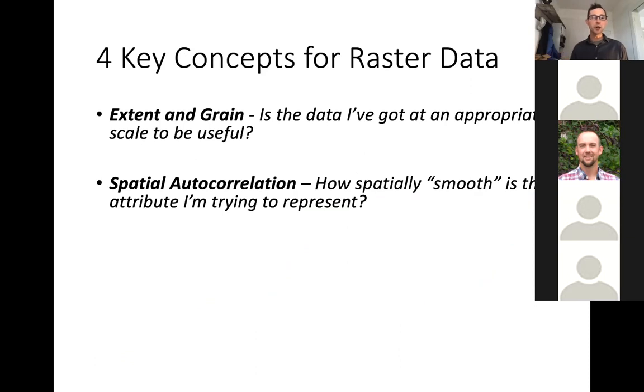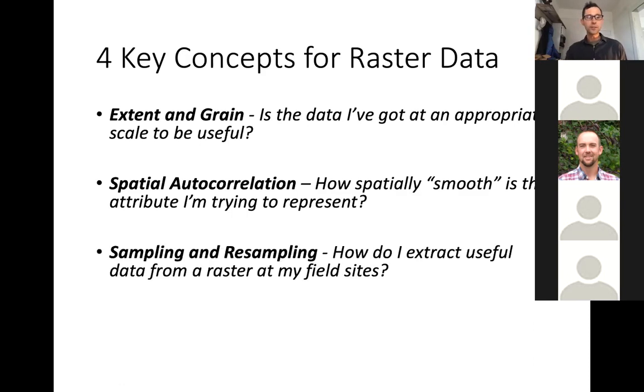Second is spatial autocorrelation. Autocorrelation is kind of a jargony term for smoothness. So how spatially smooth is the attribute that I'm trying to represent using raster data? And what's its smoothness at different scales? That's the spatial autocorrelation. We have to talk a little bit about sampling and resampling. So how do we extract useful data from a raster at field sites that may or may not be larger or smaller than the pixels themselves, the fundamental units of our raster data set?